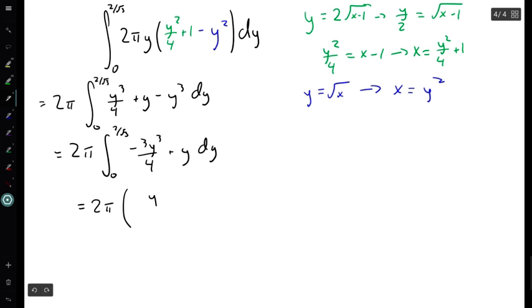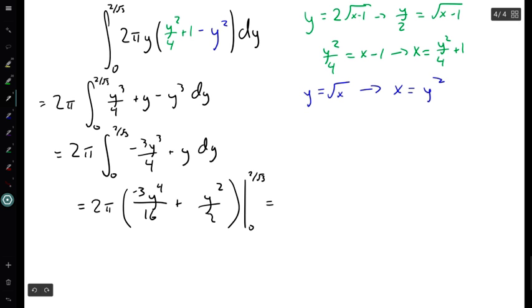And now we can actually apply our power rule here to get 2 pi times, we need to increase the exponent on y by 1, so we're looking at a 4th power. We're dividing by the new exponent, so we're going to have a 16 in the denominator, and for the other term we're going to have a y squared over 2. We want to evaluate from 0 to 2 over root 3.